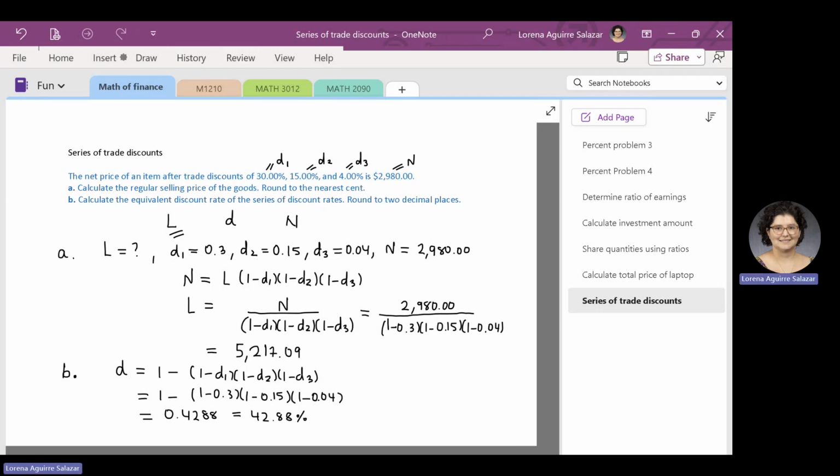So to summarize what we did, we can say the following. We related the net price of an item with trade discount rates and with the list price of the item. And then we used the formula to find the equivalent discount rate of the series of discount rates.